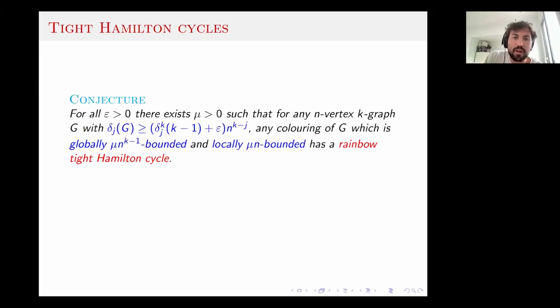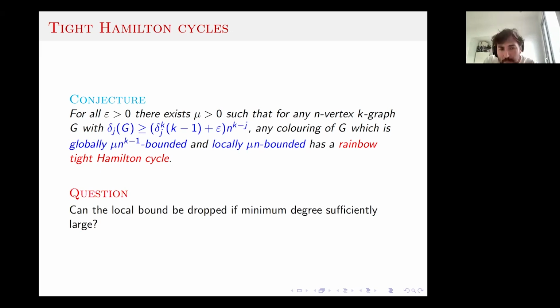Let me leave you with the conjecture for tight Hamilton cycles. So this is a result that shows that some local boundedness is necessary, but we don't know the positive result. So we want to know that if you're above an extremal threshold, then if you take both a global and local bound, then you get your rainbow tight Hamilton cycle. And it might be the case also that the local bound can be dropped when you're really dense. So the local bound being necessary might depend on the minimum degree.